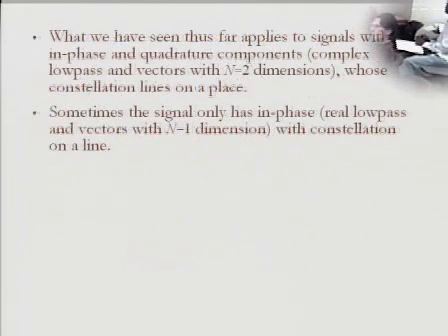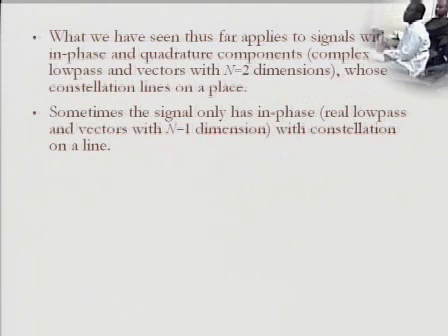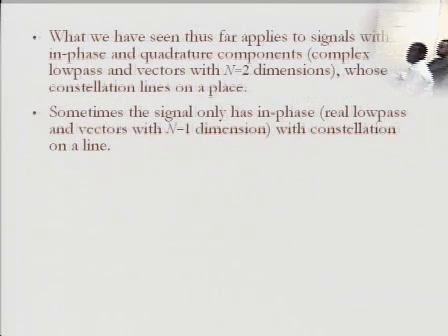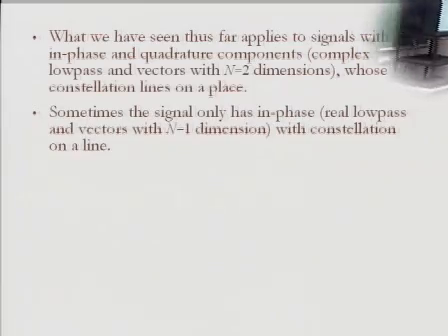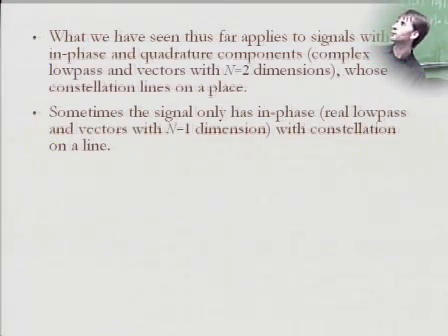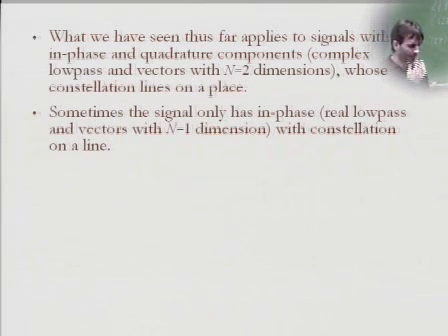So all this formulation in its full generality applies to signals with both in-phase and quadrature components, which are complex in the low-pass domain, and whose constellation is going to lie on a plane, the complex plane. Sometimes, for simplicity, we use signals that have only in-phase components, so that they're real in the low-pass domain. And so these are vectors with just 1 dimension. And in these cases, the constellation lies on a line instead of on a plane. So we'll see some of these specifically in more detail.